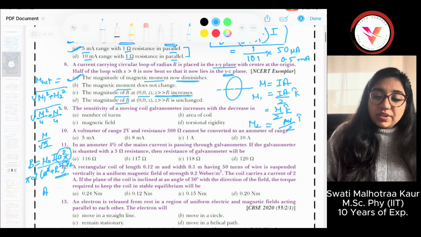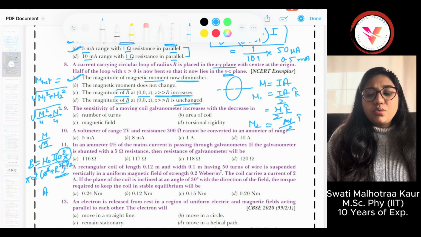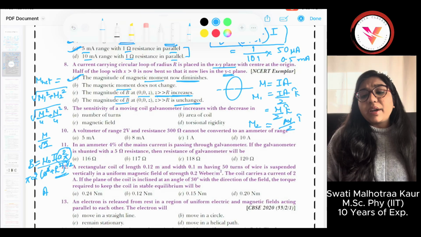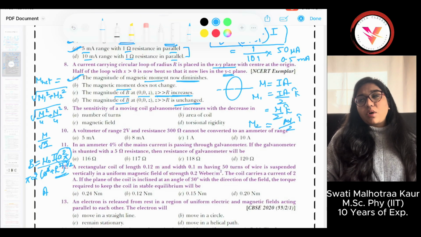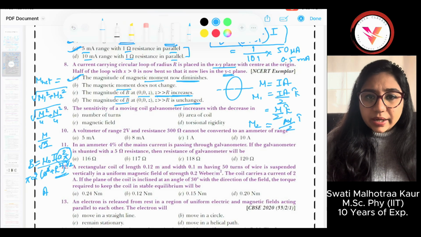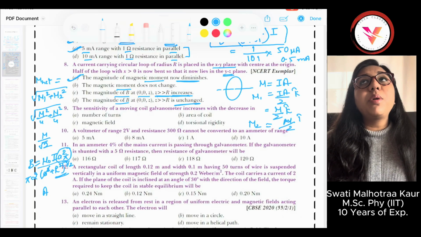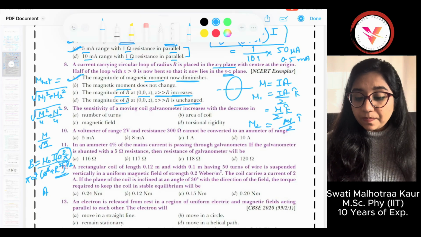So they have only given the increases and the unchanged options. So basically the magnetic field will decrease, and it has a relation with dipole moment, magnetic moment, also torque and energy, but there is no direct relation. But you can understand it using the formula for magnetic field on the axis of a circular loop.